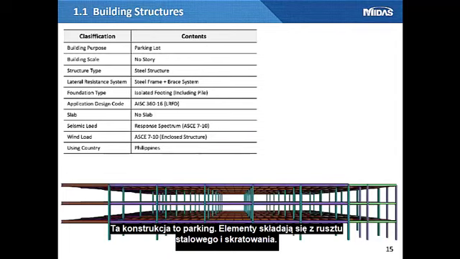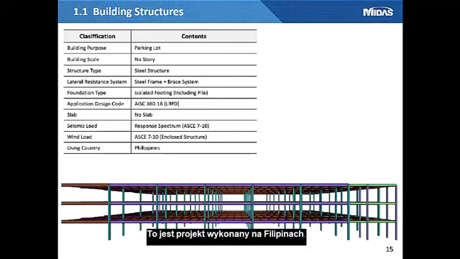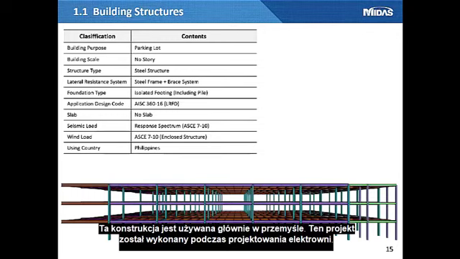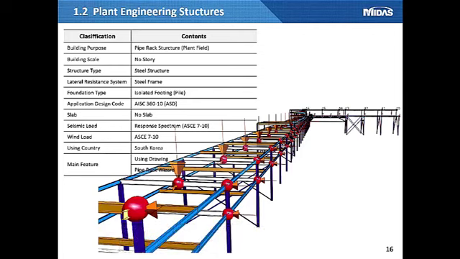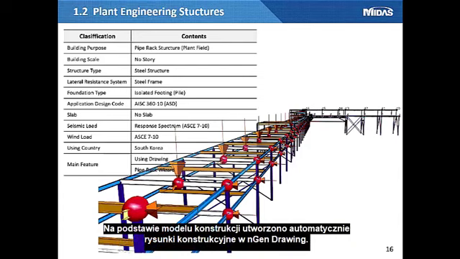This structure is a parking lot. Members are composed of general structure, frame, and brace. This is a project applied in the Philippines. This structure is the most commonly used pipe rack structure in the plant field. This project was applied when designing a domestic power plant. This structure automatically generates the structure drawing using nGen drawing and delivered the final drawing.